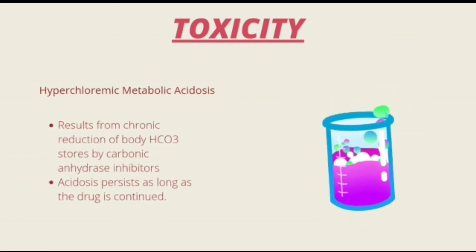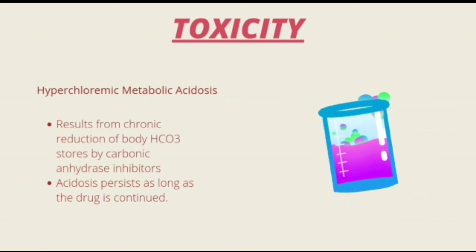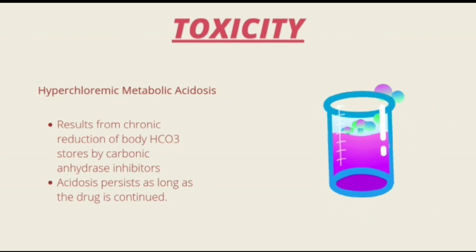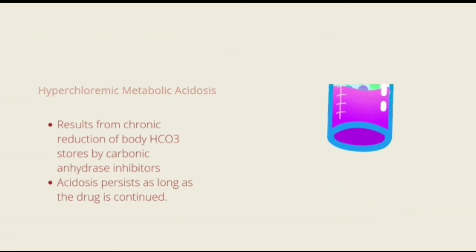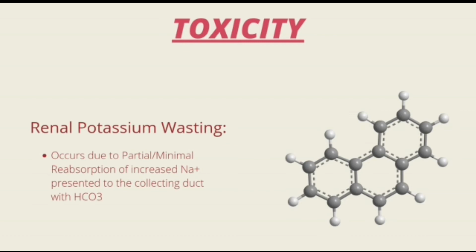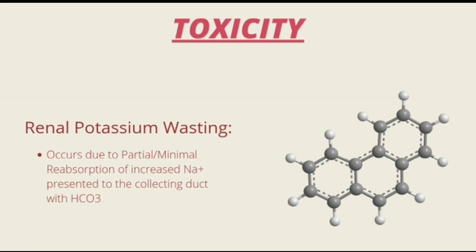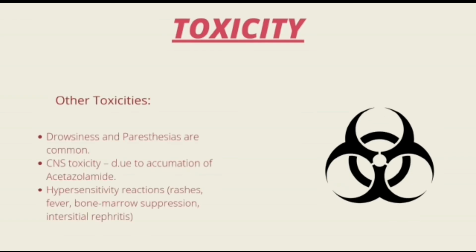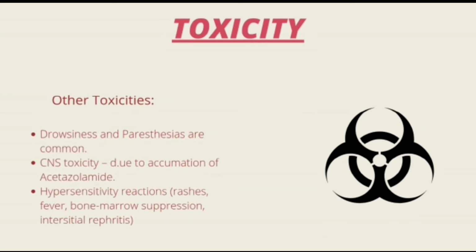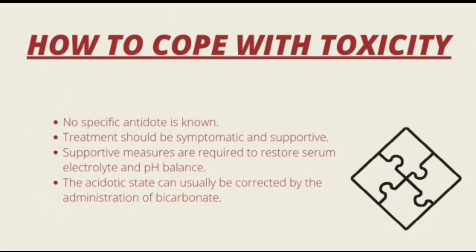Toxicity for acetazolamide includes hyperchloremic metabolic acidosis resulting from the chronic reduction of the body's HCO3. Acidosis persists as long as the drug is continued. Another toxic effect of this drug is renal potassium wasting, which occurs due to the minimal reabsorption of increased sodium presented to the collecting duct with HCO3. Other toxicities of this drug include drowsiness, CNS toxicity, and hypersensitivity reactions like rashes, fever, bone marrow suppression, and interstitial nephritis. Now, how to cope with this toxicity?